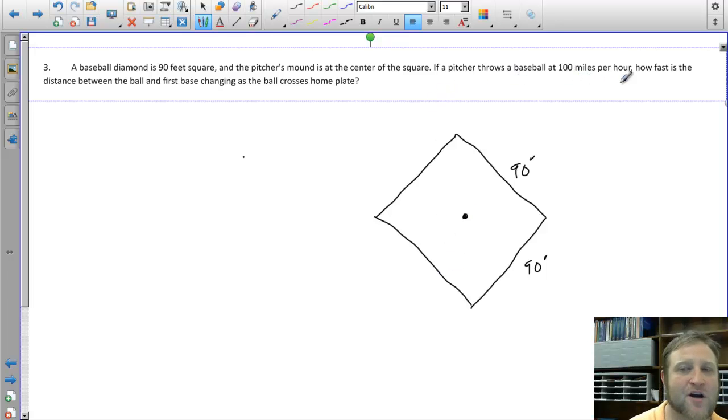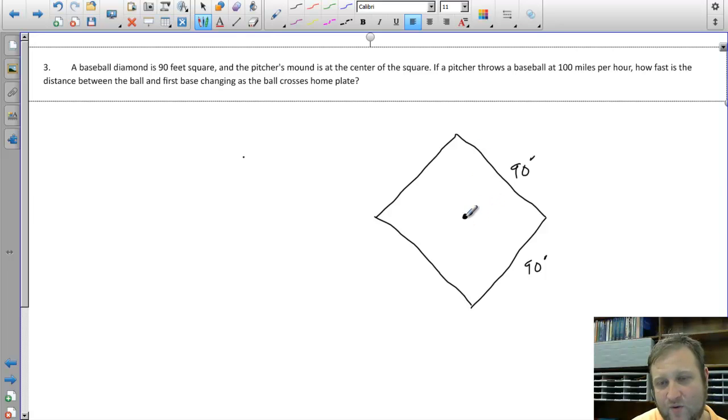If the pitcher throws a baseball at 100 miles per hour, how fast is the distance between the ball and first base changing as the ball crosses home plate? Wow, that's a lot going on, and it definitely has a good amount of information just in this one sentence. So let's go ahead and try to draw a picture and see exactly what we have going on here.